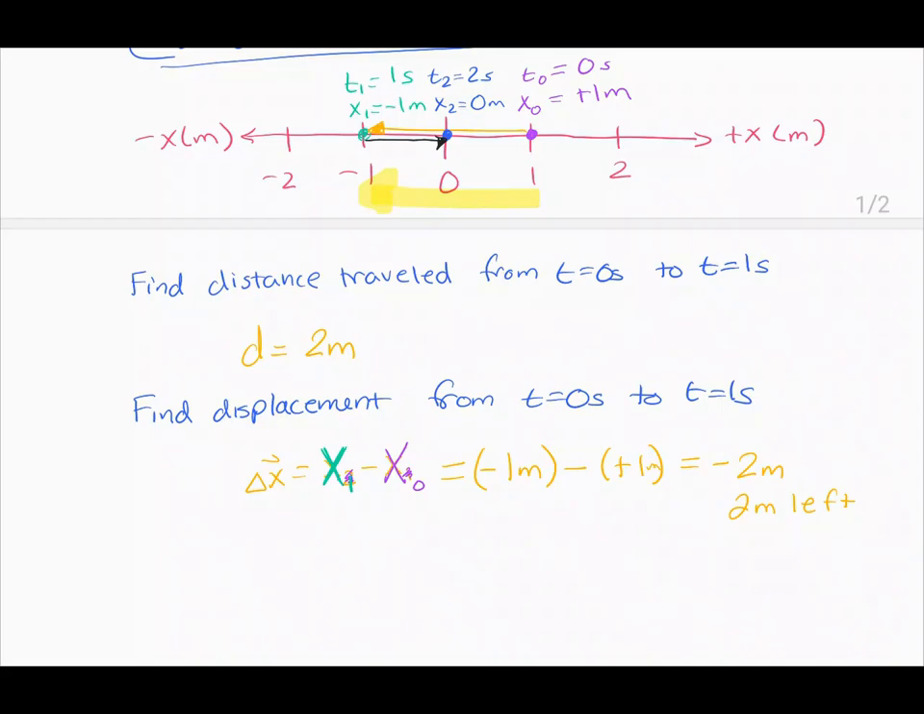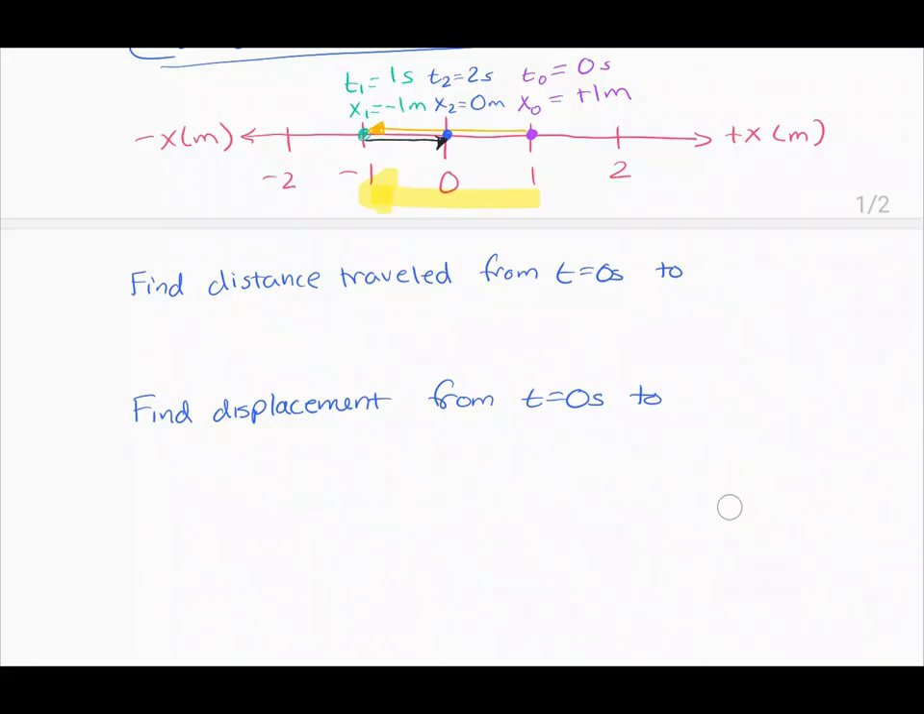So what we want to do now is find the distance and displacement, not for that first section, but I actually want to do it for the whole motion. So I'm going to go back, and instead of going from t equals 0 to t equals 1 second, I'm going to repeat this, but I'm going to go to 2 seconds. So I'm going to find the distance traveled from t equals 0 seconds to t equals 2 seconds. And I'm going to find the displacement from t equals 0 seconds to t equals 2 seconds.